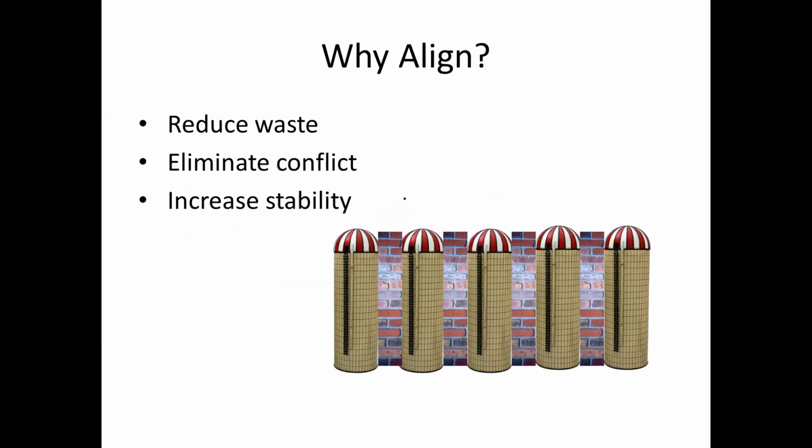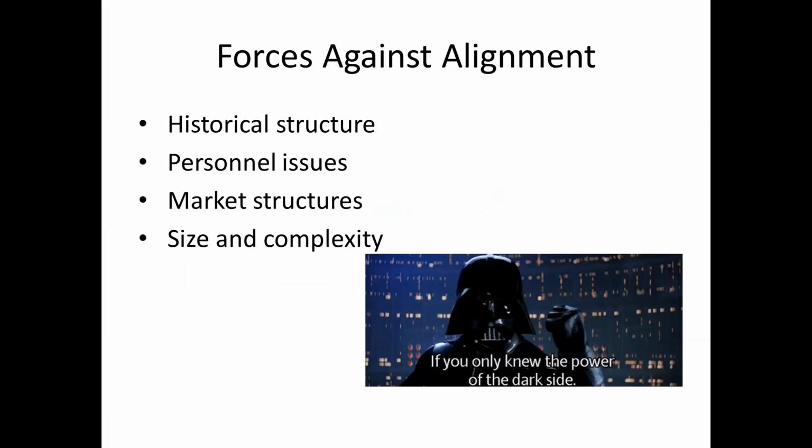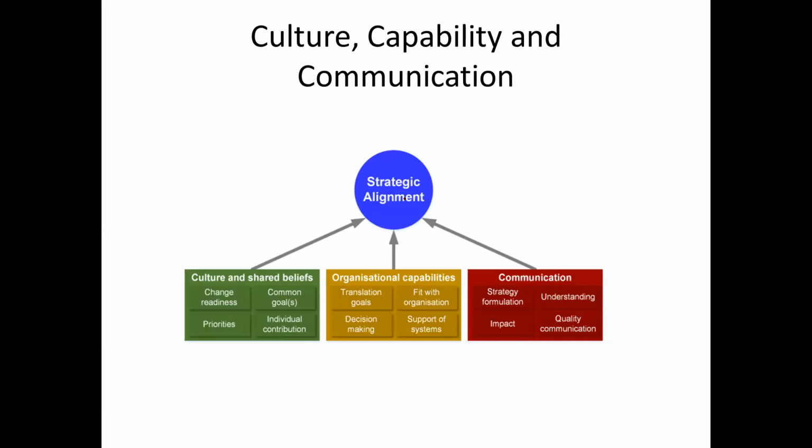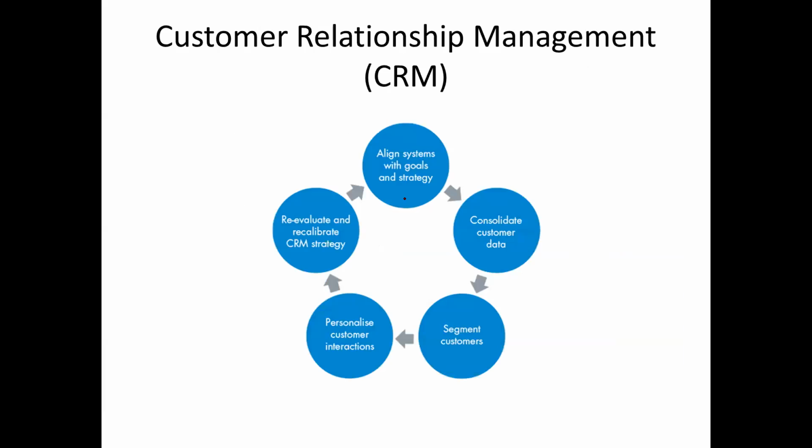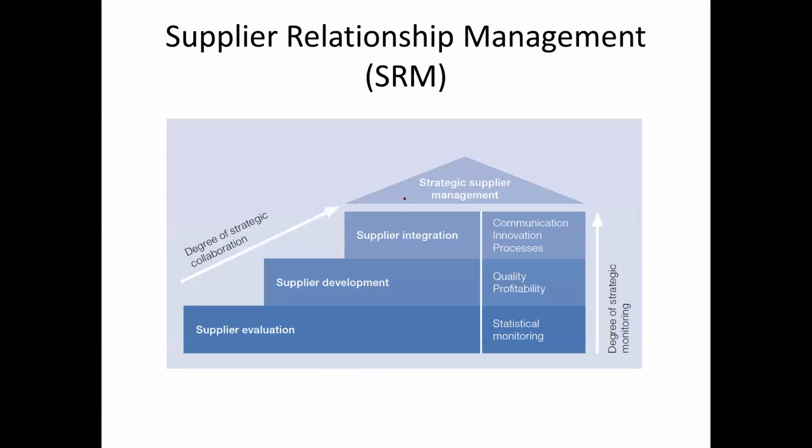Strategically, reduce waste, get rid of conflict, more stability. Why doesn't it always align? Culture, structures, complexity, personal issues. They're the 4 factors from the study guide: culture, capability, effect, alignment. Customer relationship management is an important tool for helping align relationships, and supplier relationship management helps align the supply chain.